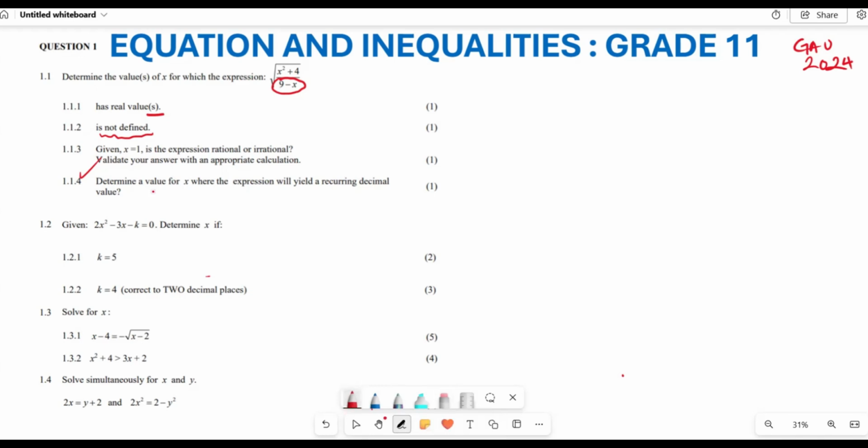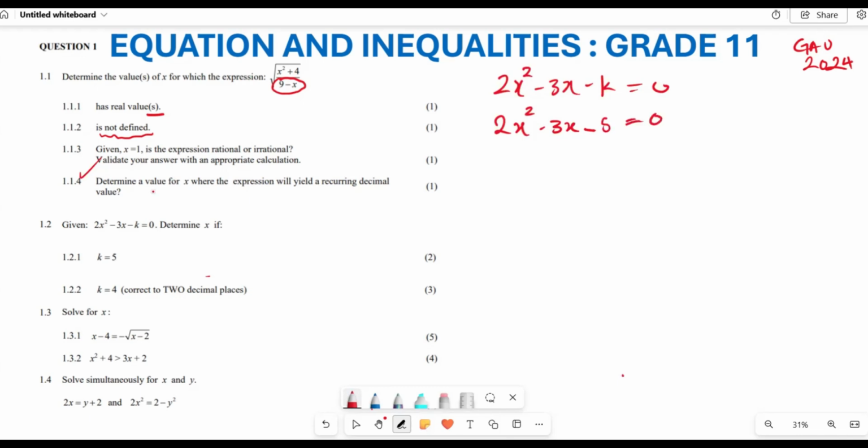What is it that you're having here? They say given that you're having 2x squared subtract 3x minus k is equal to 0, determine the value of x for which k is equal to 0. Which means this is going to be 2x squared subtract 3x. Where there is k, you are going to substitute negative 5.